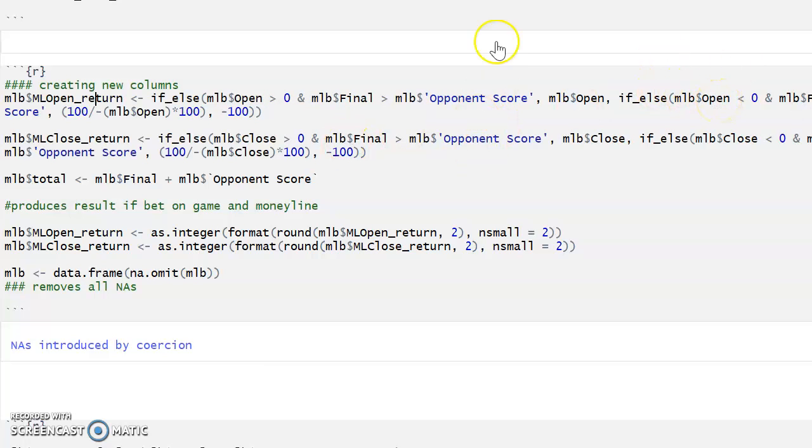But if you have the vice versa, you have the negative team, so the favorite, you get this calculation where it's 100 divided by the position times 100. So depending on the variance of if it's a low favorite or if it's high favorite, that number will always be either closer to 100 or lower. And then if you had neither of those, you get the negative 100. So that's assuming that you lost the bet. And we'll run that.